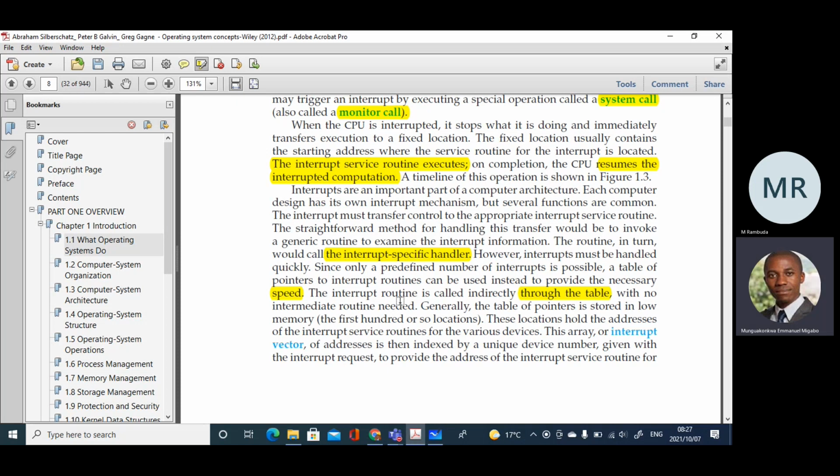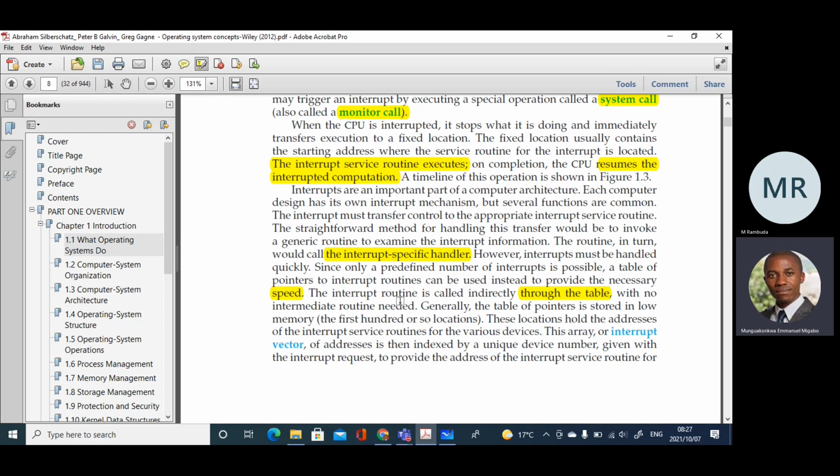So the lower side of the memory, the early part of the memory, has a table, and within this table there's a map between the interrupt vector and the pointer to the function. And this function I'm talking about here is the handling function. Okay. This location holds all the addresses of the interrupt service routines for various devices.